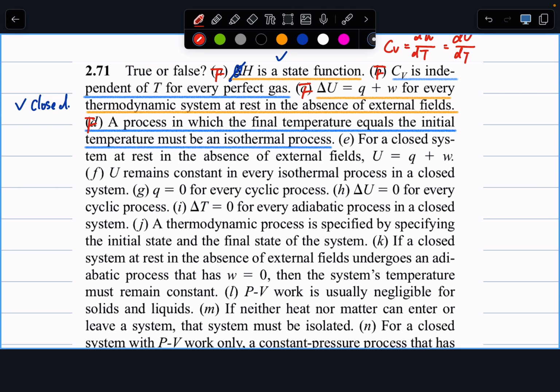So that's my isothermal. So we have dT equals 0. The other way to put it is for every isothermal process, you have dT equals 0, you have delta T equals 0. But delta T equals 0 doesn't tell us it is an isothermal process. Okay, so that's why this one is false.